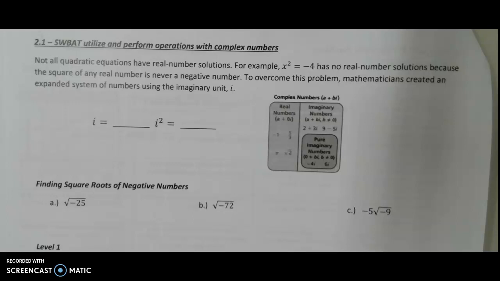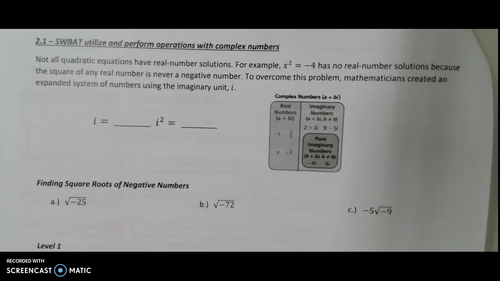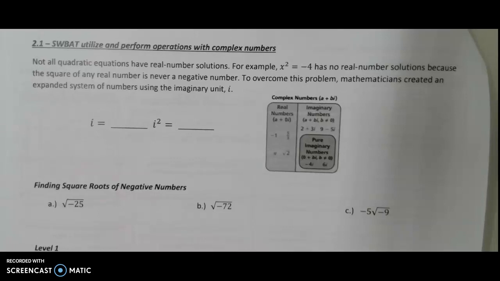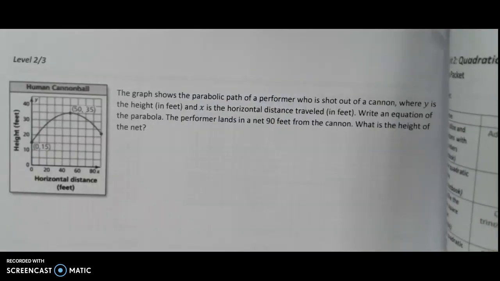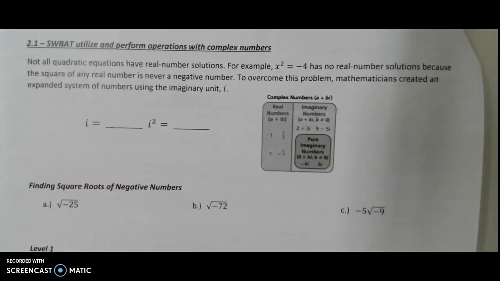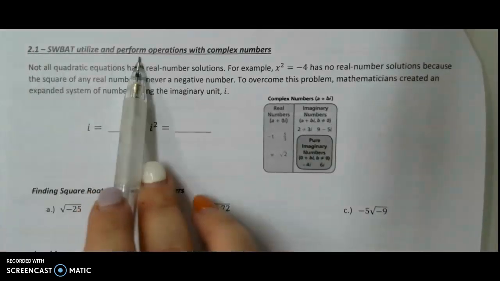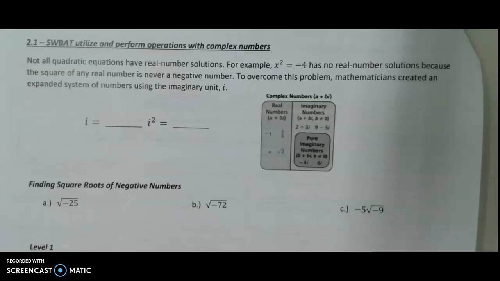Good morning, or afternoon. I apologize that we are not able to do our first objective of this unit together, but we will be talking about quadratic functions this unit, and our first objective is going to be utilizing and performing operations with complex numbers.